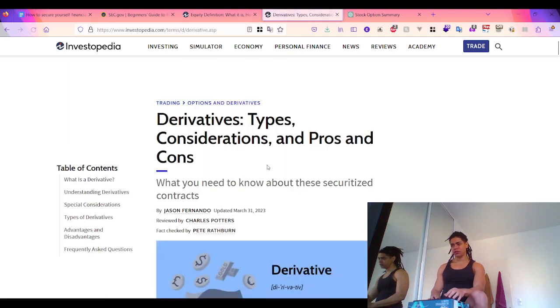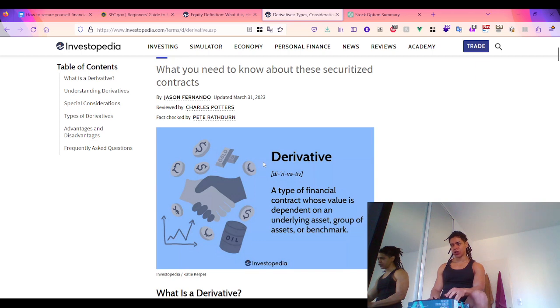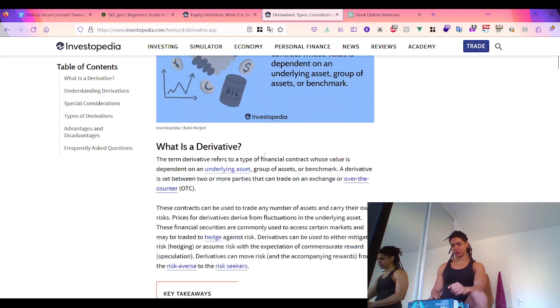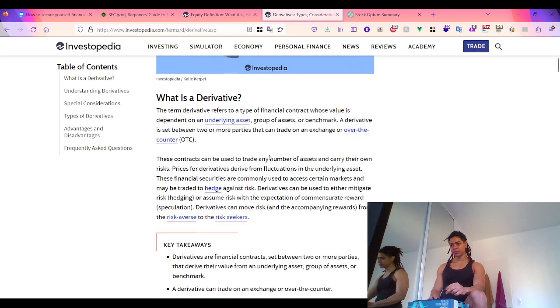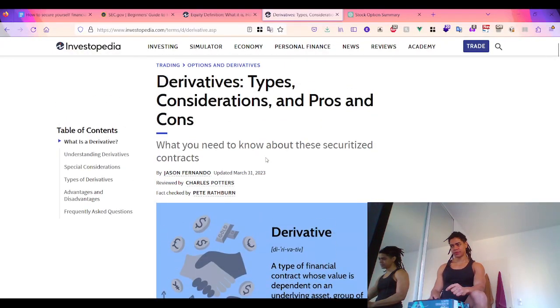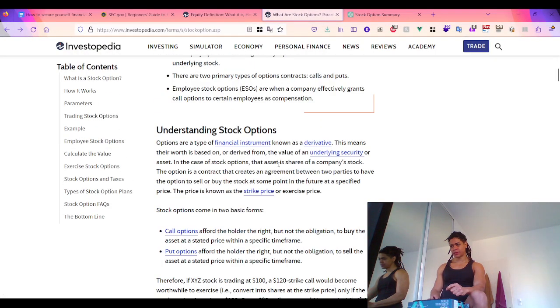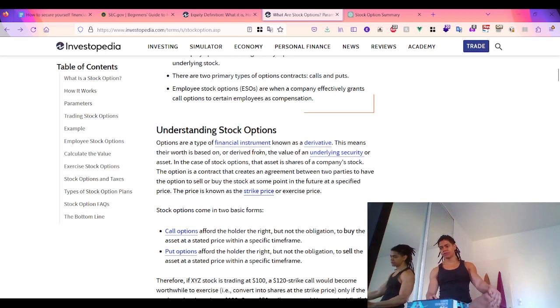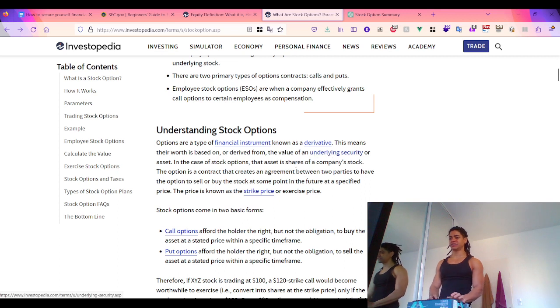And when you talk about derivatives, it's a type of financial contract whose value is dependent on the underlying asset, group, or benchmark. So this means their worth is based on or derived from the value of the underlying security or assets. In the case of stock options, that asset is a share of the company's stock.